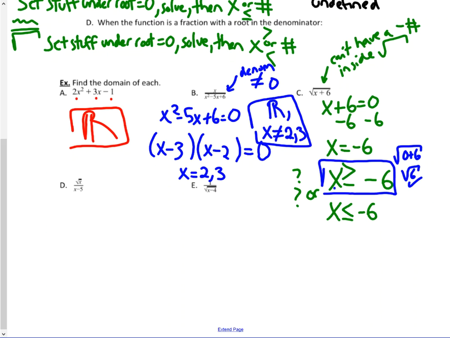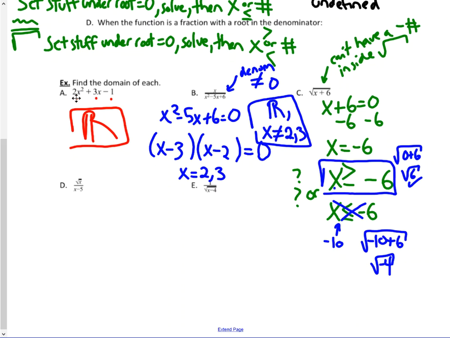Just to be super sure, let's choose a number that's less than negative 6, like negative 10, and make sure that this doesn't work. If we do plug in negative 10 into this expression, we do get the square root of negative 4, which is a negative under our root, so it can't be that one. Our domain is going to be x is greater than or equal to negative 6.